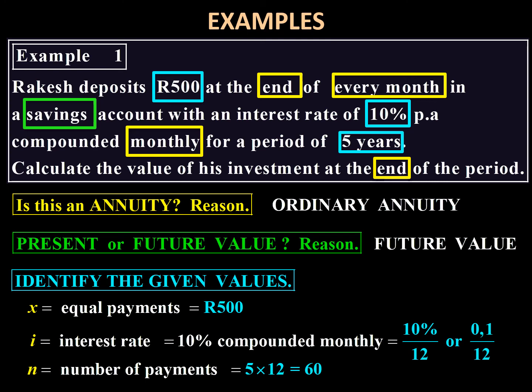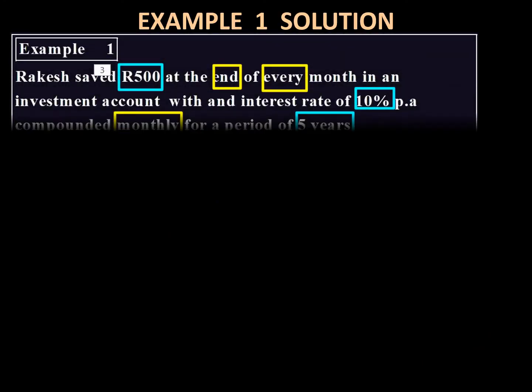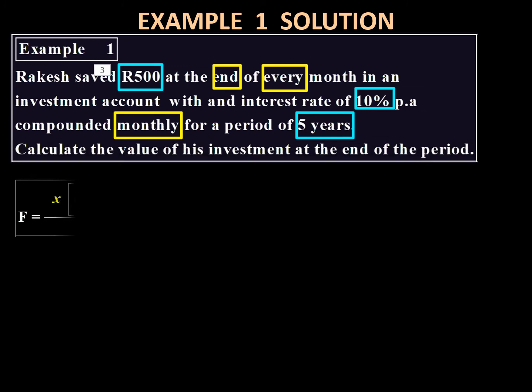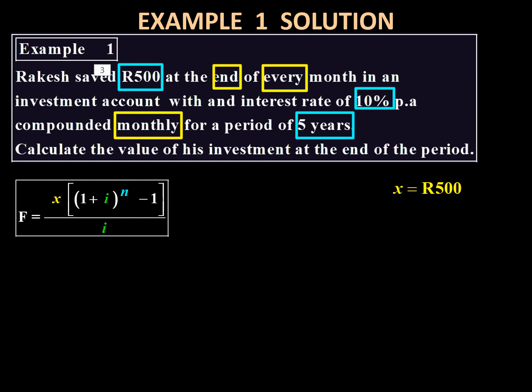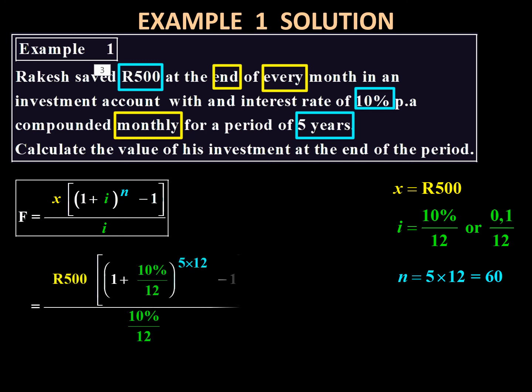We'll go to the next slide. Now let's look at the solution of this question. There we've got the question with all the information. So we're going to use the future value. Remember, we said it's savings, therefore we will use the future value. So it's 500 Rand, that's the X value. We've got the I, 10% over 12, N is 5 times 12. I would just have to substitute these values in the formula, and substituting them, this is what we obtain here.